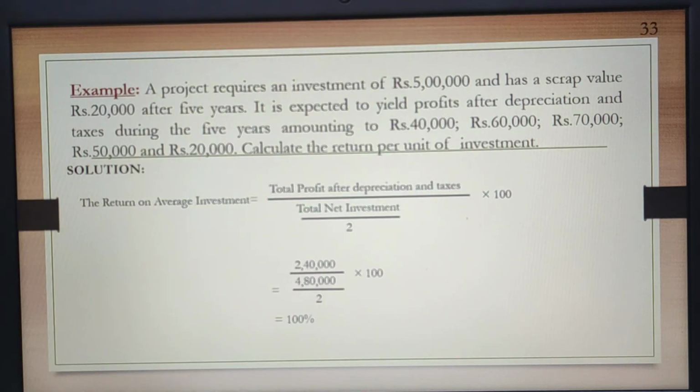Now take an example. A project requires an investment of 5 lakh and its scrap is 20,000 and its profit after tax and depreciation comes out to be 2 lakh 40,000. Now in this case return on average investment is 2 lakh 40,000 upon 2 lakh 40,000, and this 2 lakh 40,000 is our average investment, into 100, and our answer comes out to be 100%.